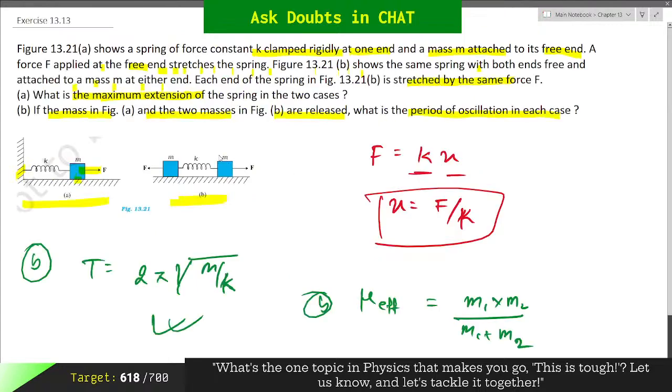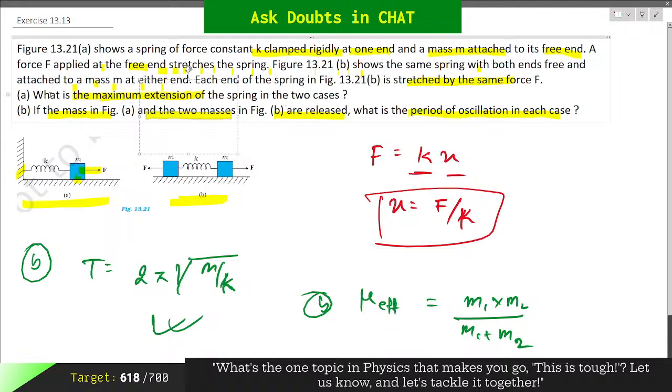In this question, we have been given that Figure 13.21 shows a spring of force constant k clamped rigidly at one end, and a mass m is attached to its free end. A force F applied at the free end stretches the spring. Figure 13.21b shows the same spring with both ends free and attached to a mass m at either end. Each end of the spring in Figure 13.21b is stretched by the same amount of force. What is the maximum extension of the spring in the two cases?